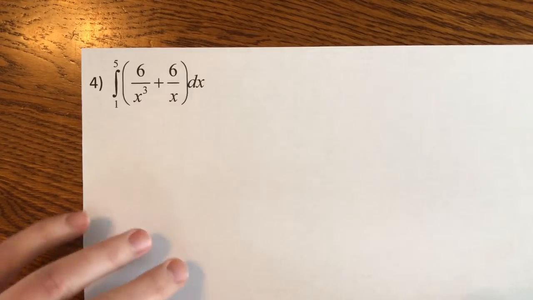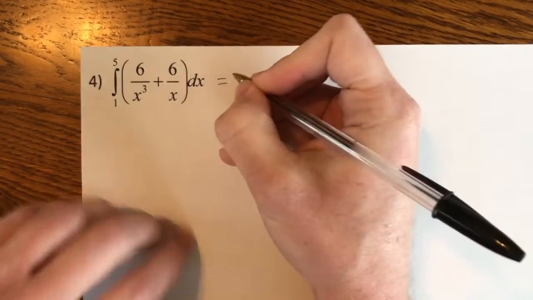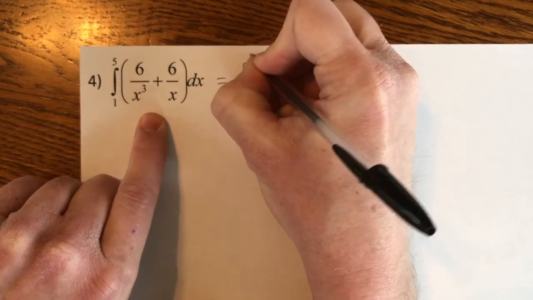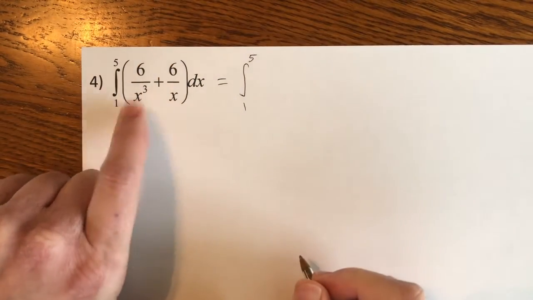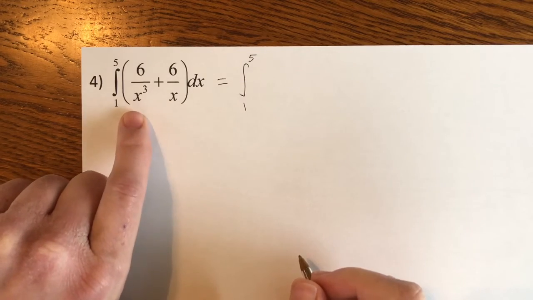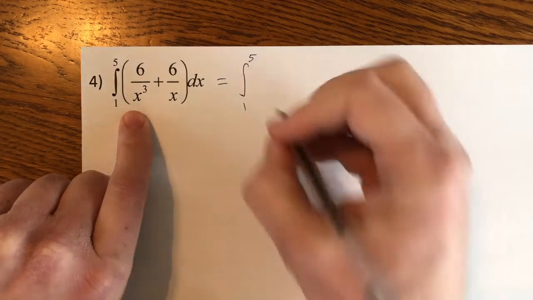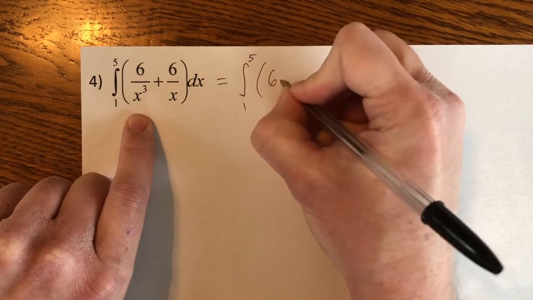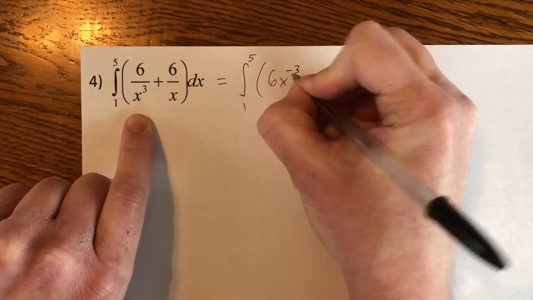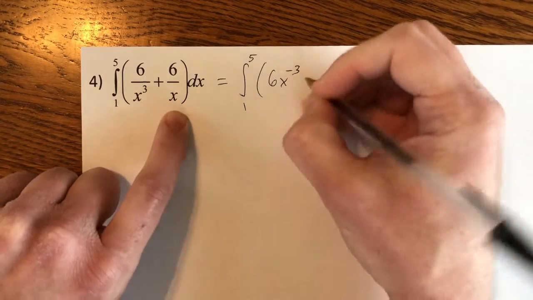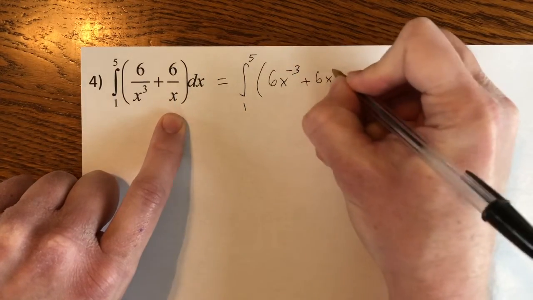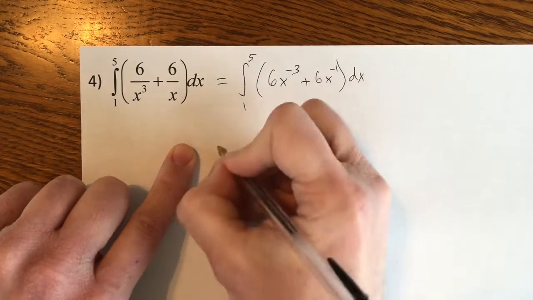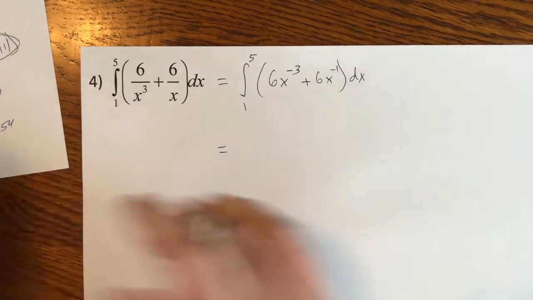Example number 4. So let's rewrite this one as what? Let's go ahead and move this variable x that's located in the denominator into the numerator position. So that would give us what? 6x to the negative 3, and then plus 6x to the negative 1. All right, let's go ahead and integrate this thing.